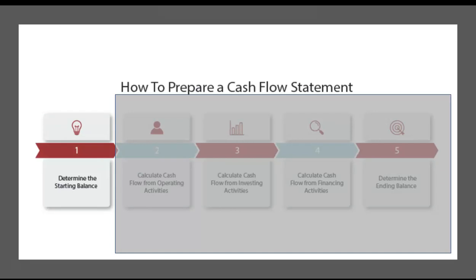Step number 1. Determine the starting balance. The first step in preparing a cash flow statement is determining the starting balance of cash and cash equivalents at the beginning of the reporting period. This value can also be found on the income statement of the same accounting period. The starting cash balance is necessary when leveraging the indirect method of calculating cash flow from operating activities. However, the direct method does not require this information.